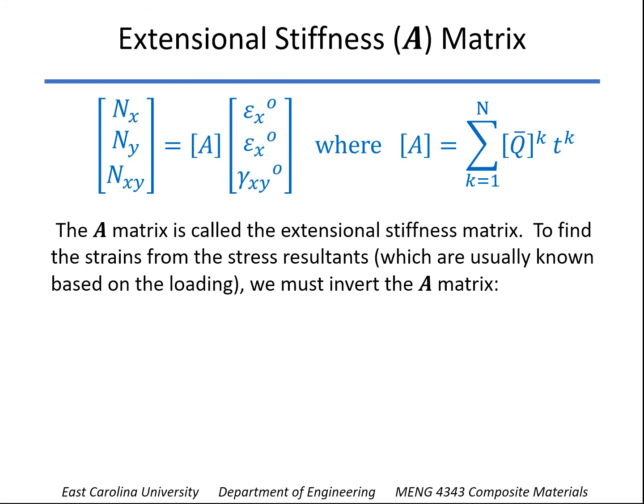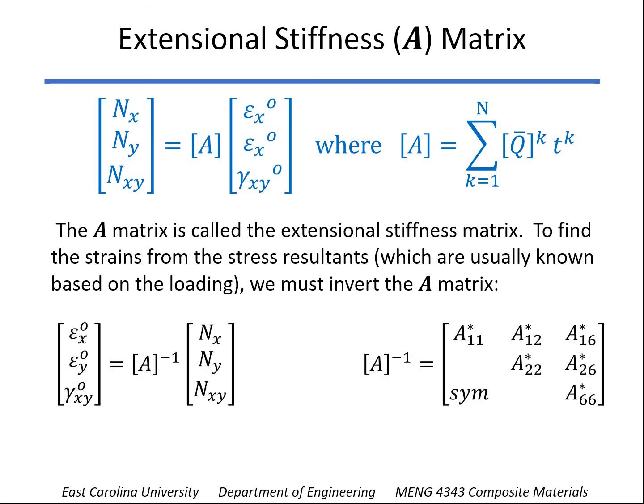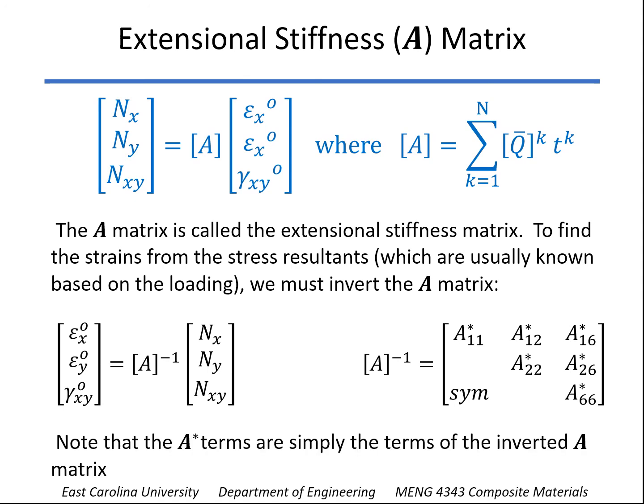Since most of the time we don't start out knowing the strains, but rather we know the loadings and stress resultants, to find the strains we take the inverse of the A matrix times the stress resultants. I've called the elements of the inverted A matrix A11 star, A12 star, etc., instead of using the negative 1 exponent, which would imply that each individual term has been inverted, when rather this is the inversion of the entire matrix. So when I say the A star terms, they are the terms of the inverted A matrix.